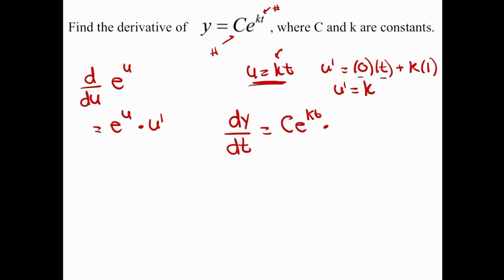Filling that back in, where we have e to the u times the derivative of u, we end up with c e to the power of kt times k. So that is our derivative of c e to the power of kt.